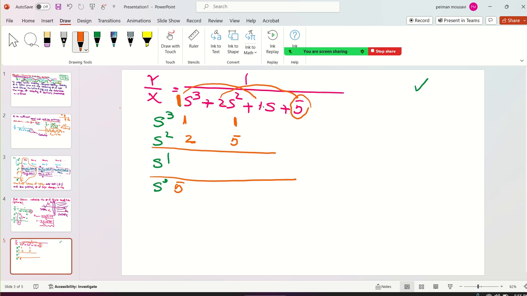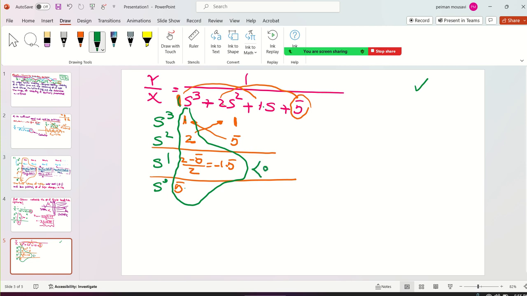Now this multiplied by this, based on the formula, minus this multiplied by this, divided by 2. It's going to be 2 minus 5 divided by 2, which is minus 1.5. It says your system is unstable because this is positive, but this is negative.